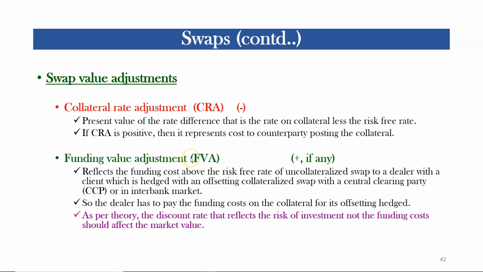Funding value adjustment is the most controversial adjustment in valuation of swaps. It reflects the funding cost above the risk-free rate, that is the economic cost of an uncollateralized swap to a dealer with a client. The dealer hedges this uncollateralized swap with an offsetting collateralized swap with a central clearing party, CCP, or in the interbank market. The dealer has to effectively pay the funding cost on the collateral for the offsetting swap. The criticism of FVA is that the discount rate should reflect the risk of an investment and not the funding cost in the market valuation.